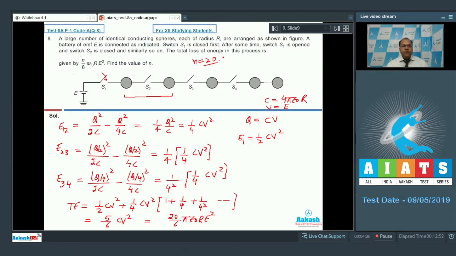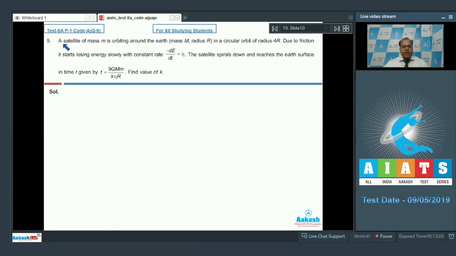Let's move to question number 9. In question number 9, a satellite of mass m is orbiting around the Earth, whose mass is capital M and radius is r. In a circular orbit of radius 4r, due to friction, it starts losing energy slowly at a constant rate, minus dE by dt is equal to eta. The satellite spirals down and reaches the Earth's surface in time t given by this expression. So we have to find the value of k.